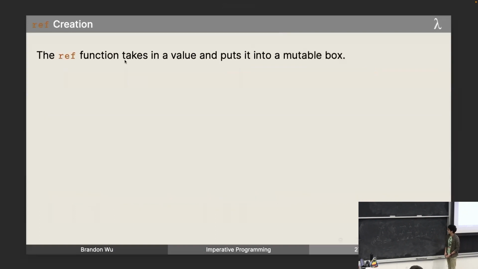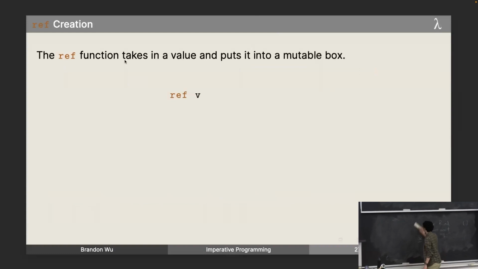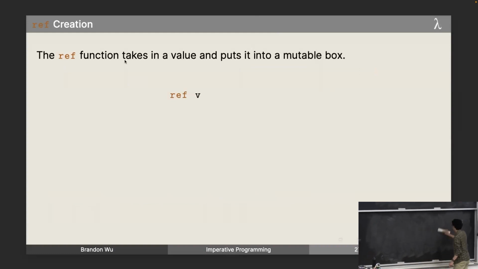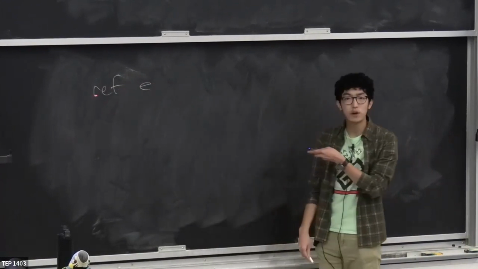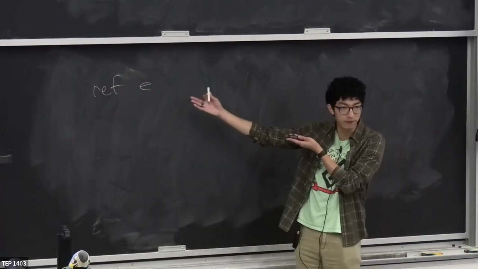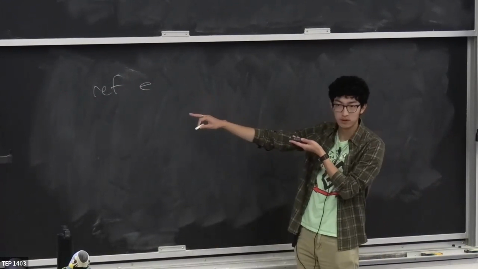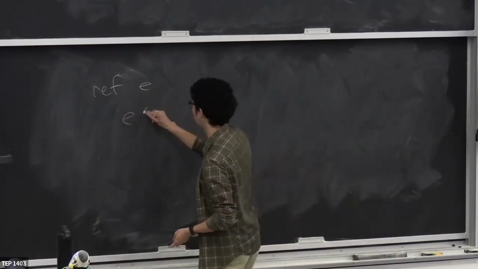Okay. So what does ref do? Well, I told you that ref just takes in something and puts it into a box, right? And I guess I can just show you this. So I have ref of v. Actually, let me be more specific. I usually don't think I need to stress this point to you, but if I have ref of e, where e is not a value, ref is just a function. So this has no special behavior. What happens first? You all know this. e steps to v, or e evaluates to v, hopefully.